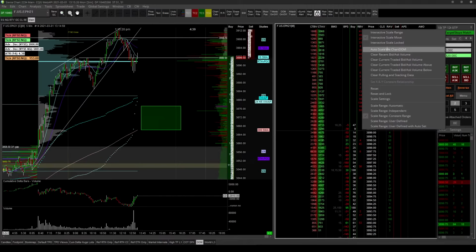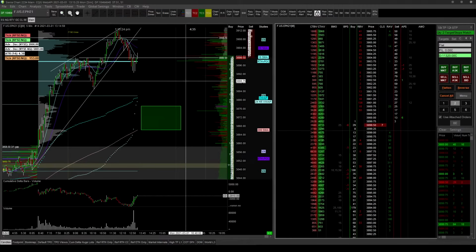Anyway, now we'll go ahead and clear the pooling and stacking data. Right. Now we see what it looks like from here. See, people are still pooling their bids. See that? Pooling liquidity. Pooling liquidity.